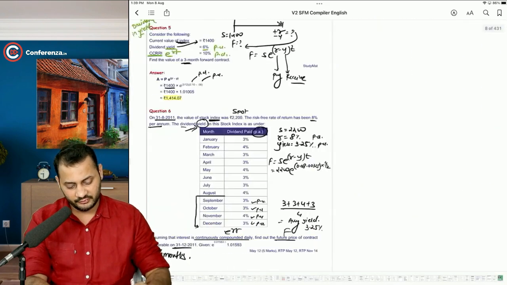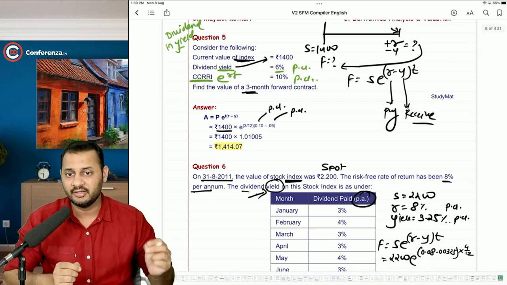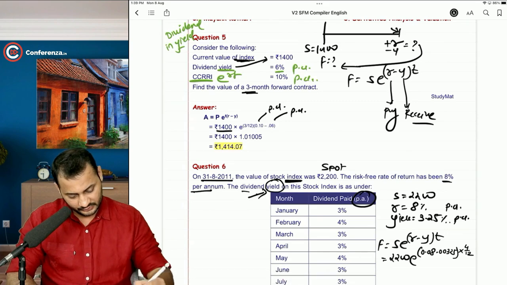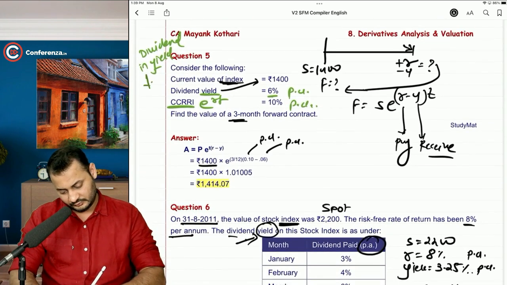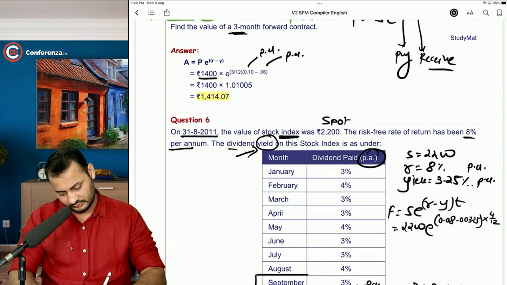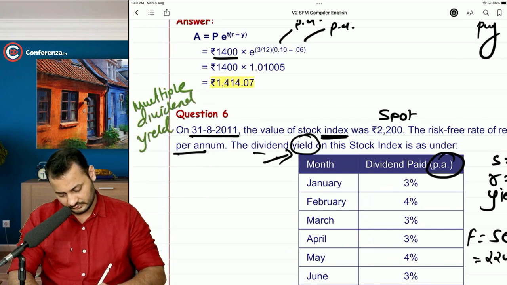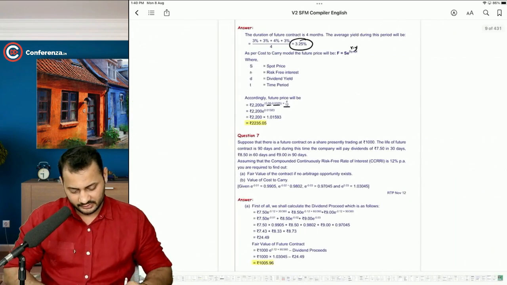So what did we learn from question number 5 to 6? In question number 5, there was only a single dividend yield. In this question, there was a dividend yield, but multiple dividend yields. So let me write down the concept here. What happens if we have to take multiple dividend yields? Got it? Let's move ahead. It's pretty easy, right?